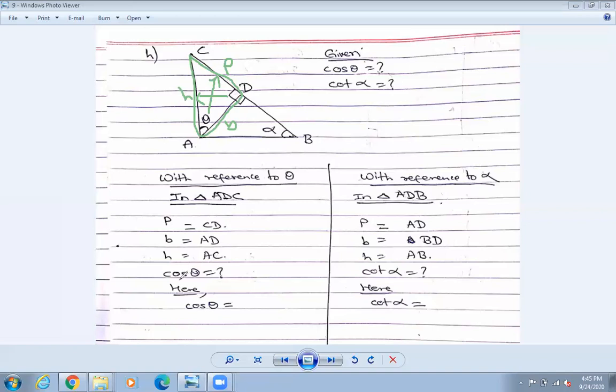Now, cos theta equals to what is the formula? Cos theta equals base by hypotenuse. There is no space here, so let me draw here itself. What is the value of base? AD. AD divided by hypotenuse. What is the value of hypotenuse? AC. Finished. Okay, very simple.